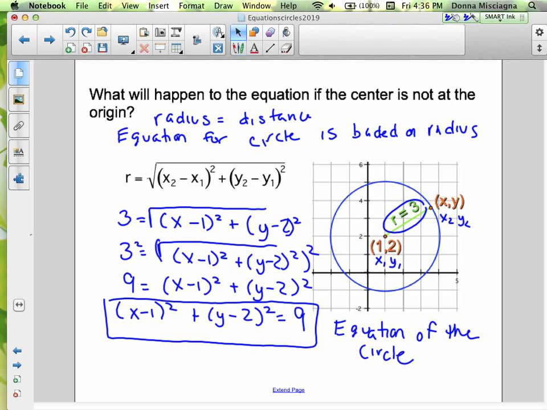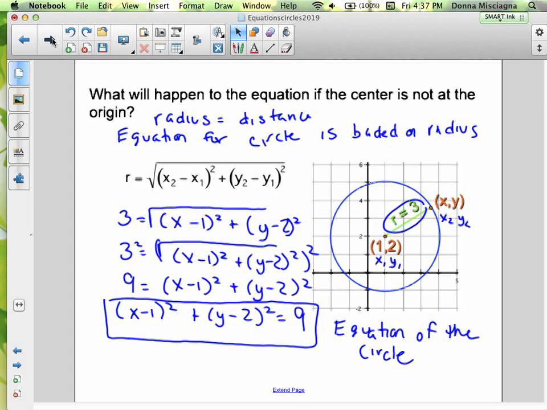So x and y are any point on the circle, it doesn't matter. For the x2, y2, that's any point on the circle, and x1 and y1 is the center. And when we square both sides to get rid of the radical, we end up with the equation of the circle. Now, we don't have to go through all these steps all the time. I did that here so you can see how it was derived. We can simply write the equation of the circle, because we have a formula for that, so we don't have to keep deriving it every single time.